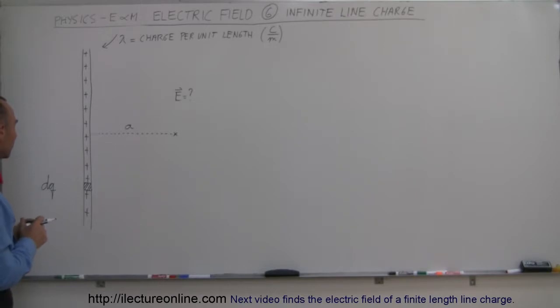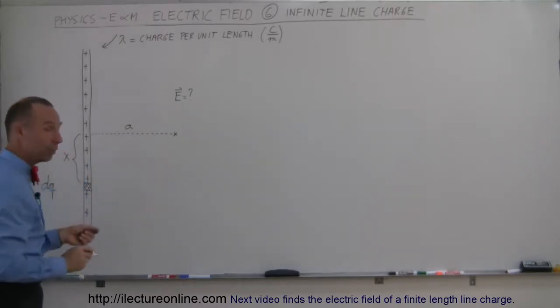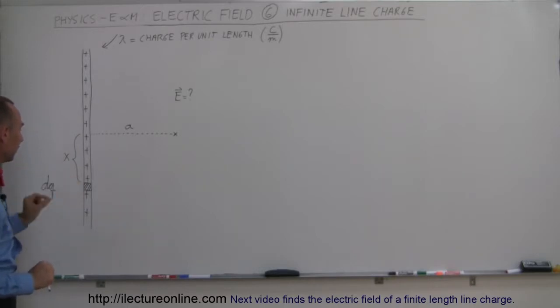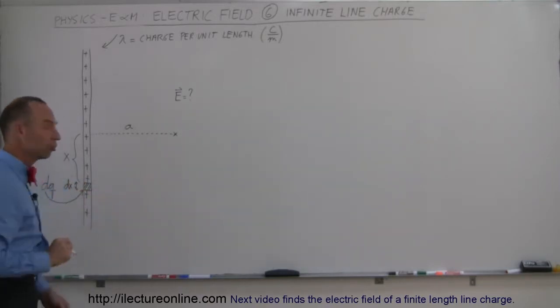And how do we find the relationship between dq and the length of this charge? Well, if we assume the distance from there to there is equal to x, and x is a variable because I can move this little section anywhere I like, then we know that the length of that small little segment right here is dx. And that dx will contain a certain amount of charge dq.